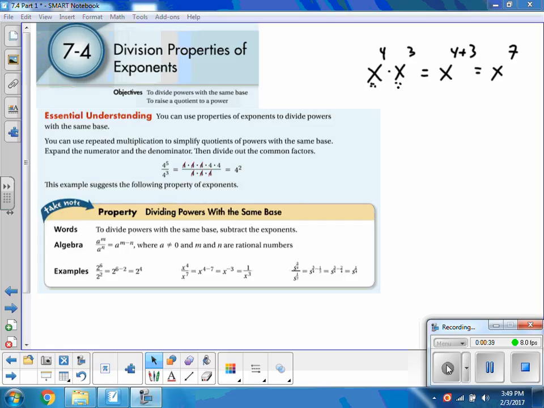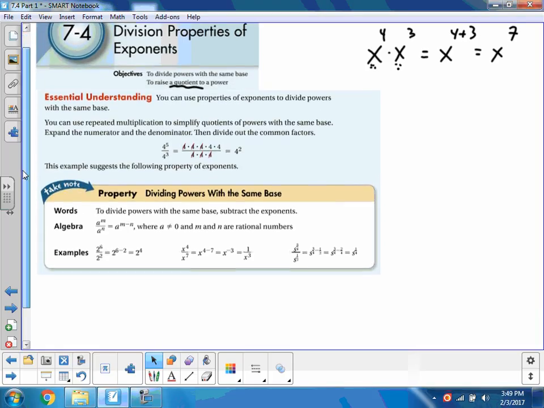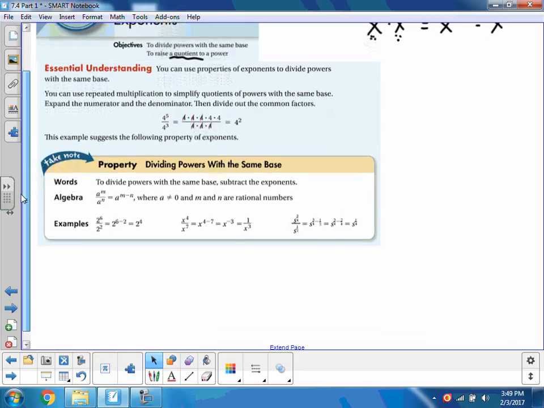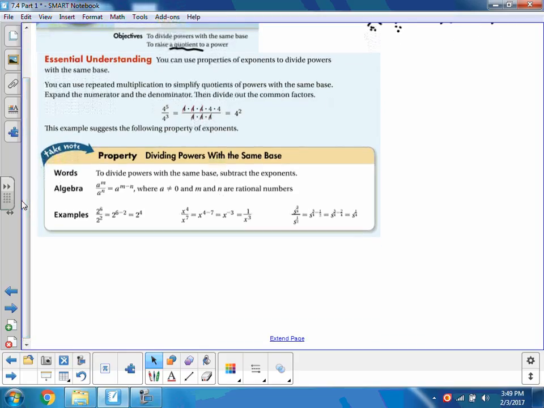So just like there's a product rule, there's also a quotient rule that happens when we raise a quotient to a certain power. And that plays off like this, because what we're trying to do is figure out our quotient rule. Well, 4 to the fifth power is 4 times 4 times 4 times 4 times 4, and 4 to the third power is 4 times 4 times 4.